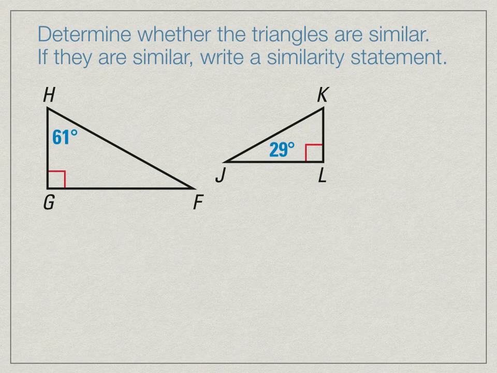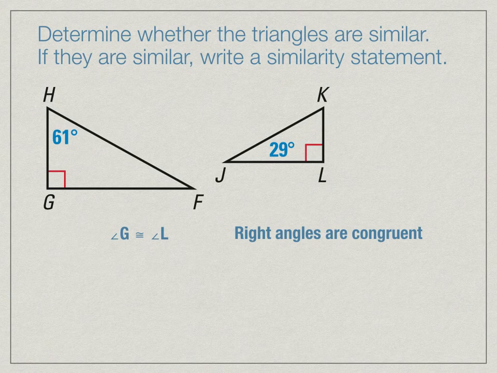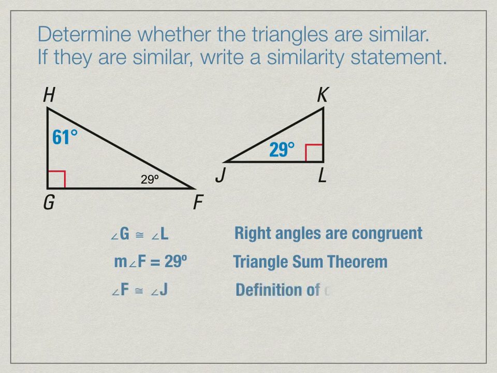Determine whether the triangles are similar. If they are similar, write a similarity statement. So we have two right angles. So we know that angle G is congruent to angle L because right angles are always congruent. We can determine the measure of angle F is 29 degrees by the triangle sum theorem. So we know now that angle F is congruent to angle J by the definition of congruence. If two angles have the same measure, they're congruent. And now I can state that the two triangles are similar.